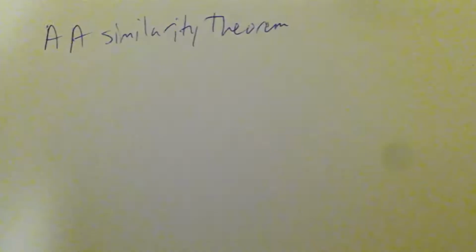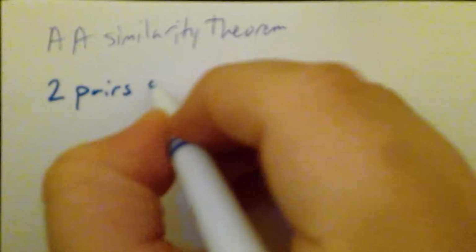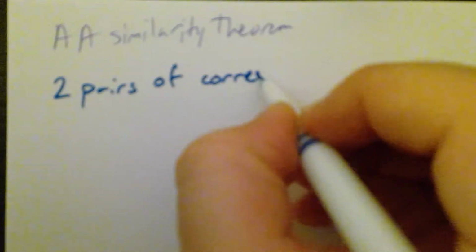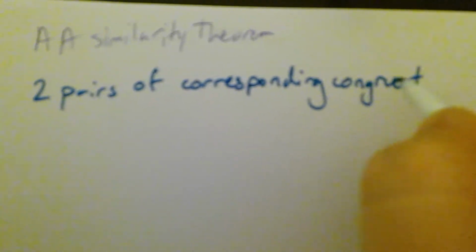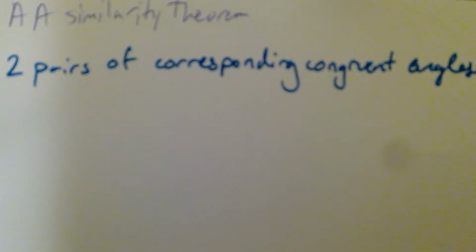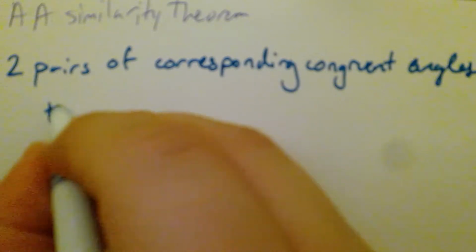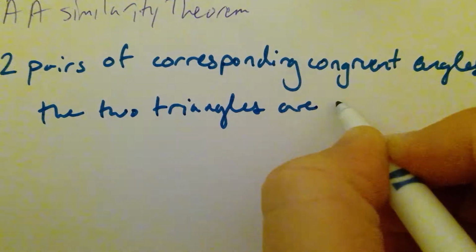So the first one we're going to look at is the angle-angle similarity theorem. What that means is that we have two pairs of corresponding congruent angles. Okay, two pairs of corresponding congruent angles. This tells us then that the two triangles are similar.